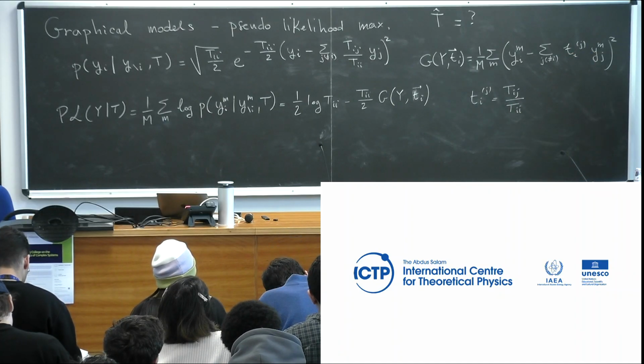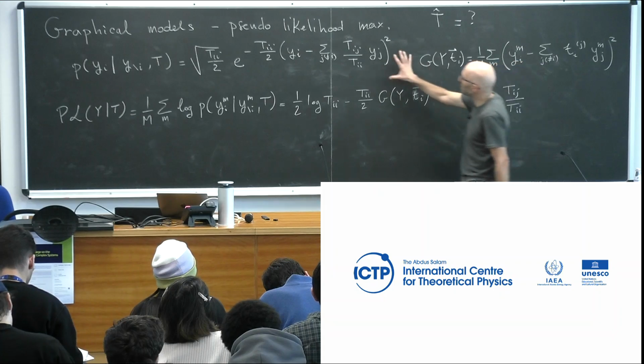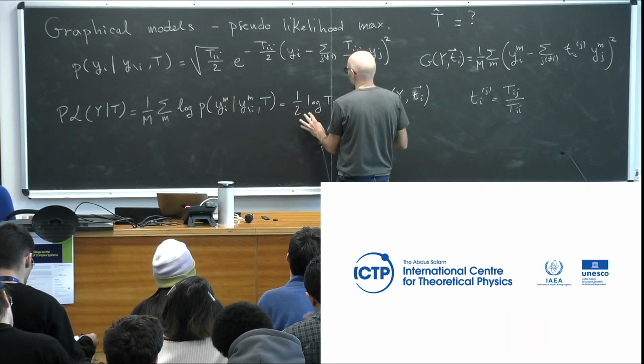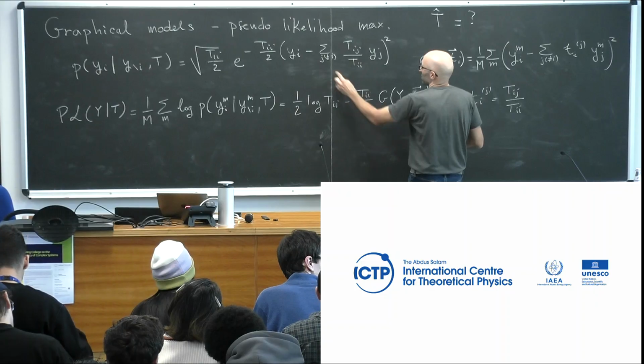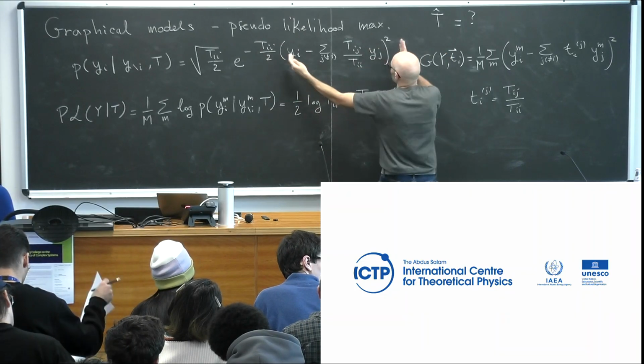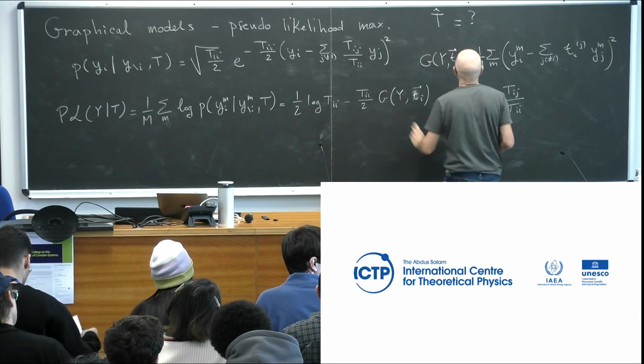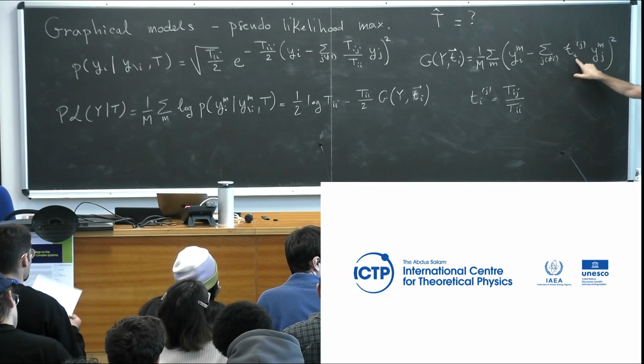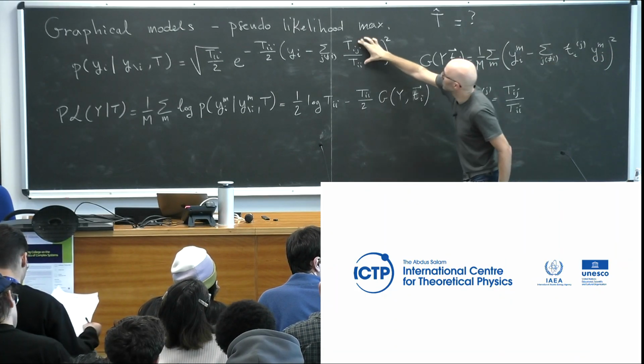Okay? So I took the log. I average over the data. The first term is a constant. The second term is minus Tii over 2 times the average of this that I call g. And so this is the average of the square over the data. And I call this Ti.